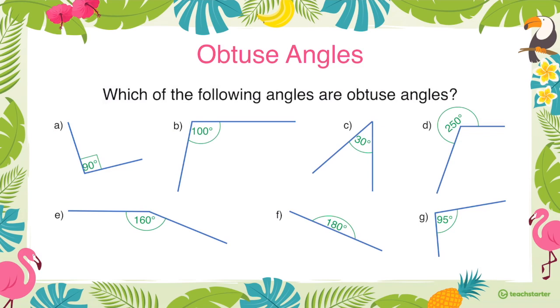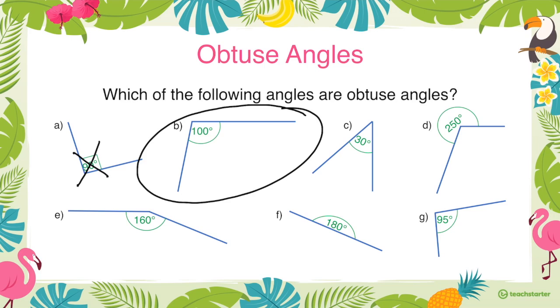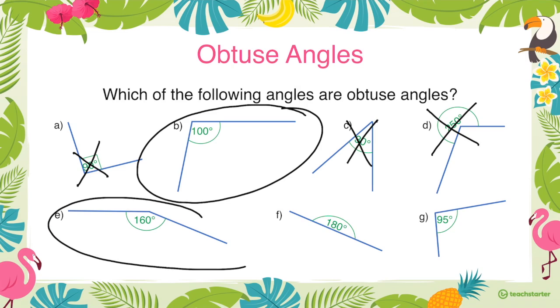So this is not more than 90, so that's not. B is more than 90, yes. C is not more than 90. D is more than 90, but it's not less than 180, so that is not an obtuse angle. E is an obtuse angle because it's more than 90 but less than 180. F is 180, so that's not less, so that's not an obtuse angle. And then 95, it is because it's bigger than 90.